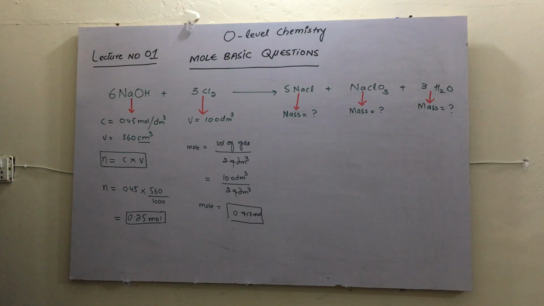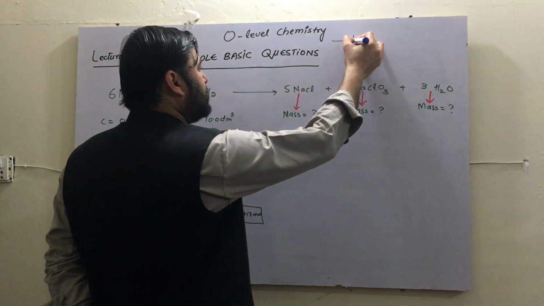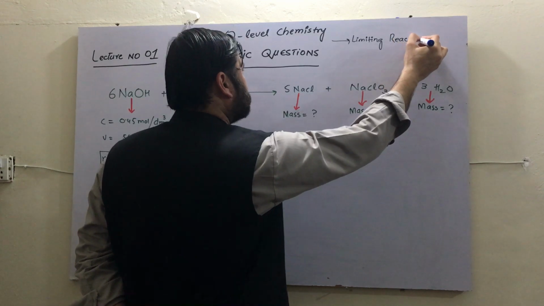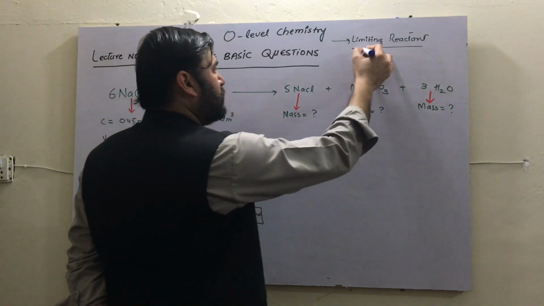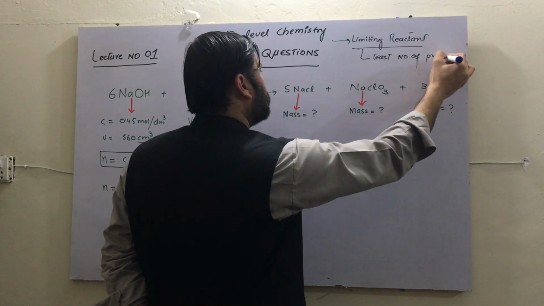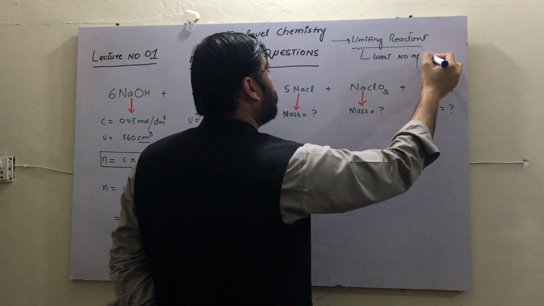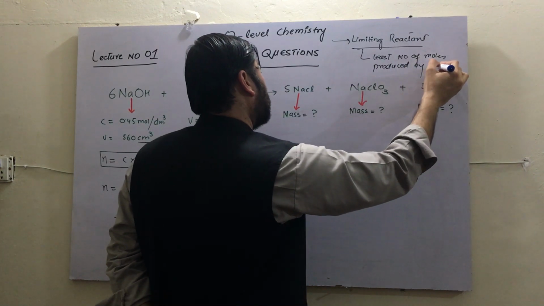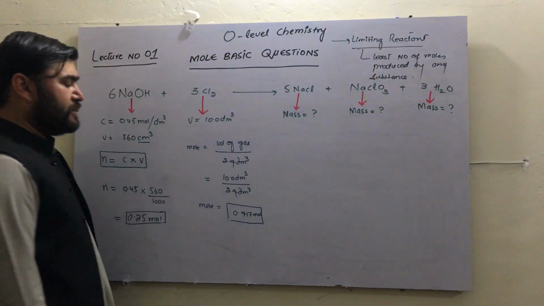Now see, if somebody asks you which one is the limiting reactant. As I told you in the previous lecture, the limiting reactant is simply the substance which produces the least number of moles in a chemical reaction. Any substance which produces the least number of moles will be the limiting reactant.